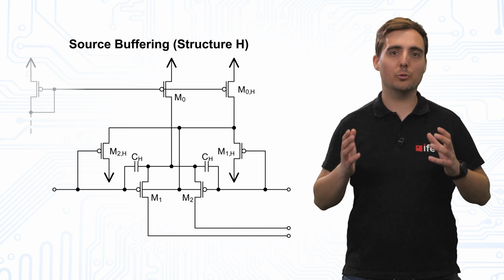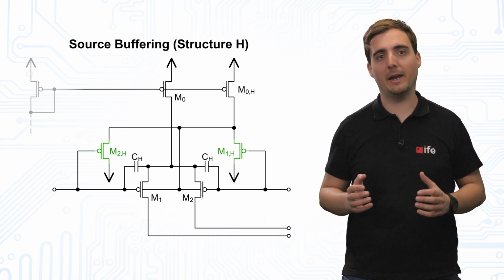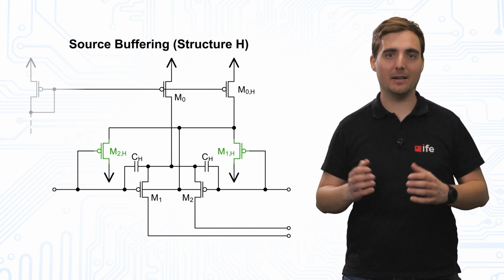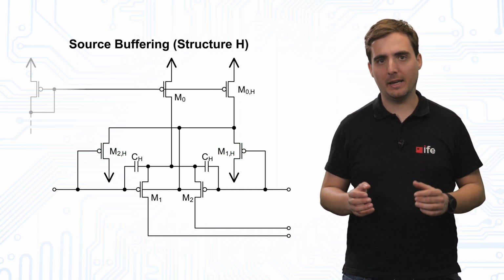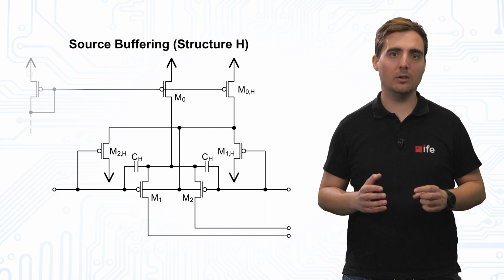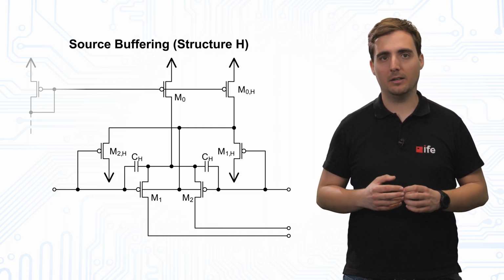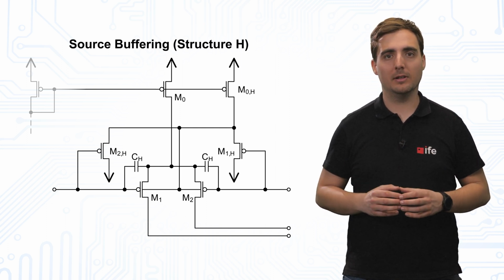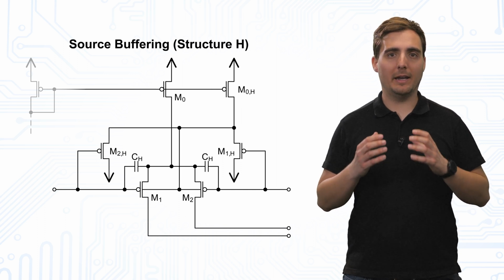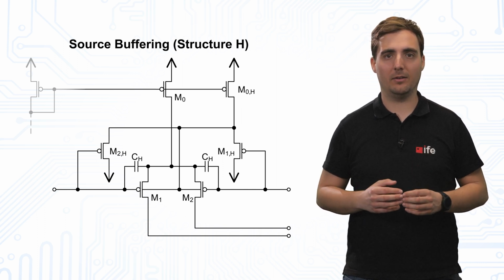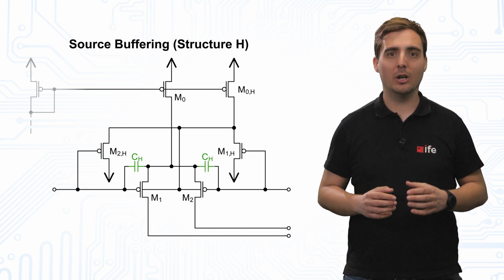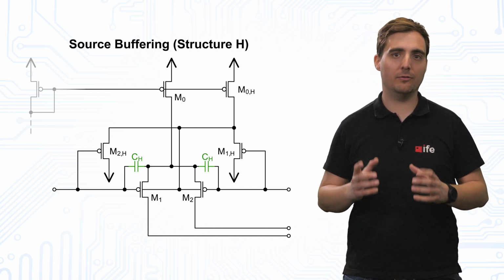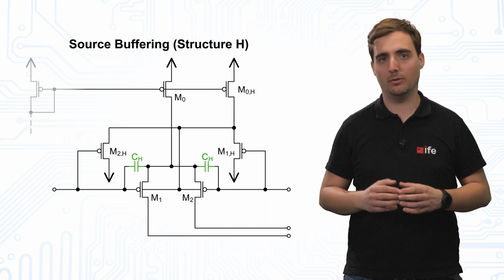Source buffering introduces a second PMOS differential pair with the same dimensions again. However, the common source node of the second differential pair is connected to the bulk terminal of the first differential pair, as shown in structure H. By this means, we are able to exploit the backgate effect. By proper dimensioning of the capacitances CH, we force the common mode transfer function of the input pair to 0.